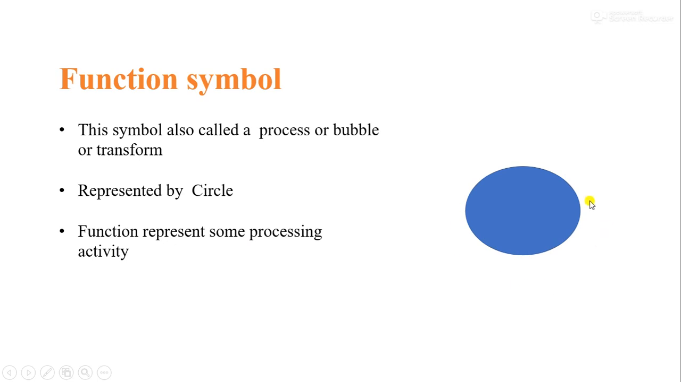The functions in a system are capable of processing some data and can generate some output. For example, we have a calculator, and in the calculator, add is a function which is capable of taking the input from the users, processing those inputs and generating the output. So functions represent processing activities in a system, and the name of the function must be a verb.